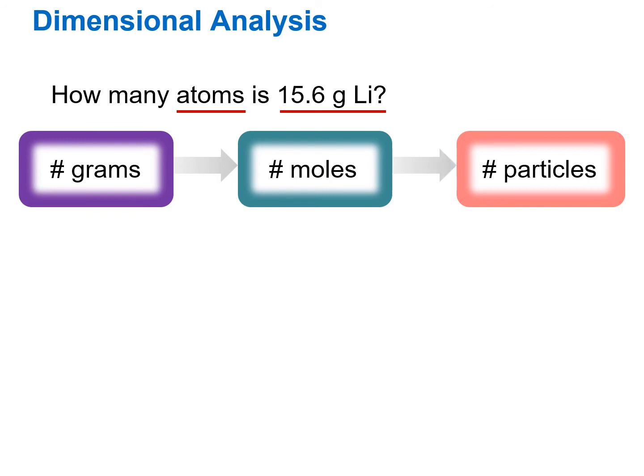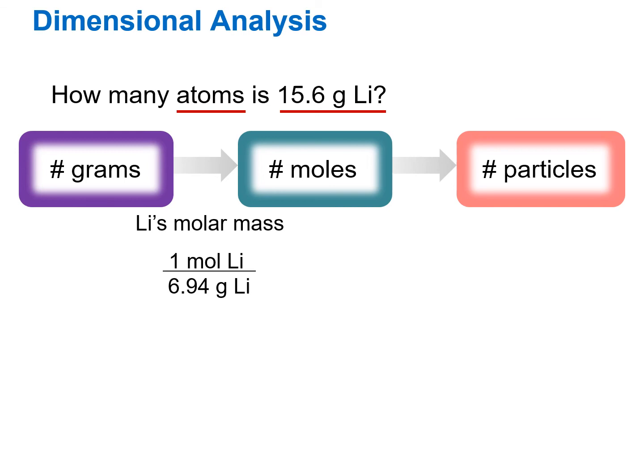What gets us out of grams and into moles? Well, that would be lithium's molar mass. And which of the units is going to be on top on our conversion factor? Well, we're given grams, but we want moles as our first step. So we're going to write that conversion factor with the moles on top. So we're just inverting the grams per mole and writing it kind of upside down.